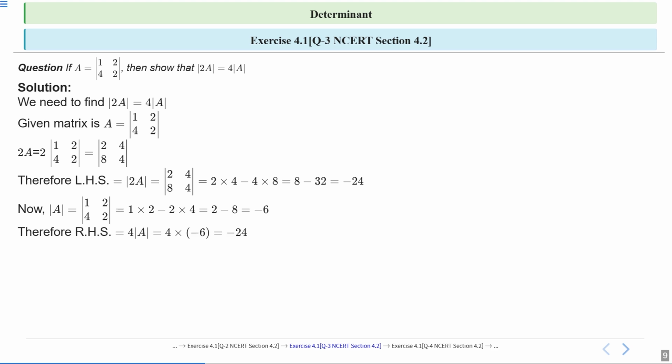Therefore, 4 into determinant of A, that is minus 6. 4 into minus 6 is minus 24. And we can clearly see that LHS is equal to RHS. Okay.